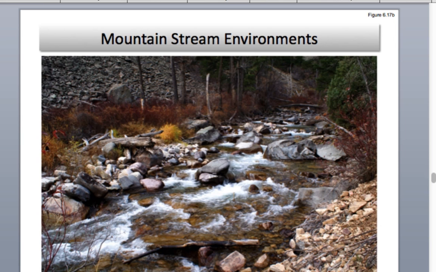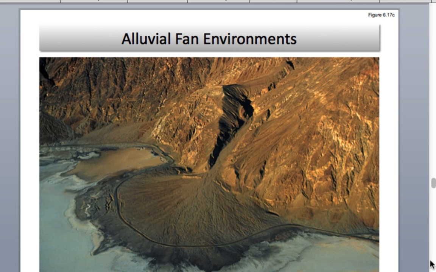And so remember, fluvial refers to this stream environment. And other environments, alluvial fans. So the definition of alluvium is sediment transported by water, right? So this is obviously being transported by water, but it's pretty dry now.